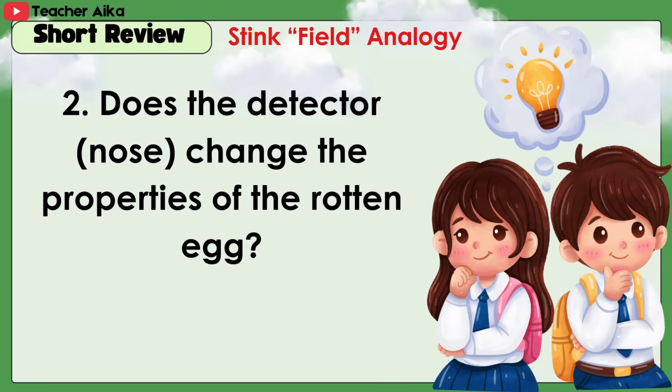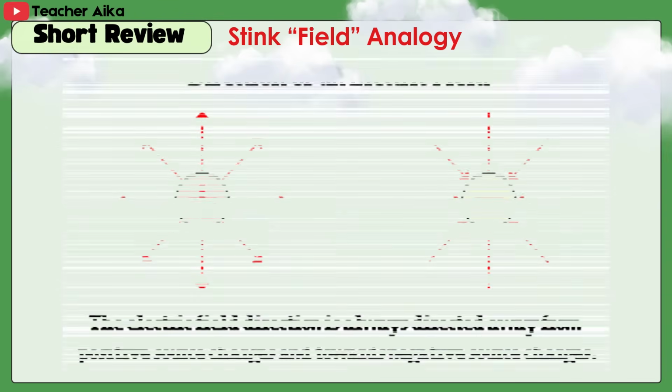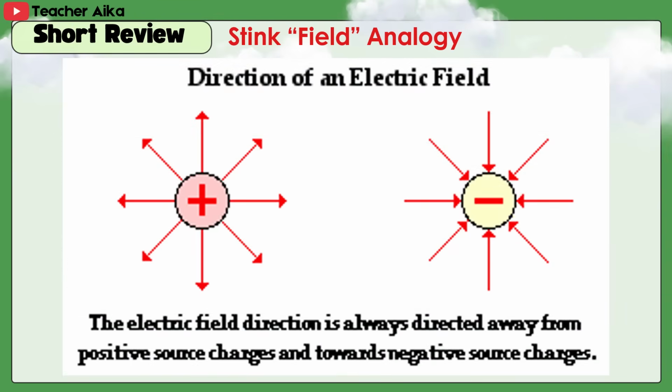2. Does the detector or nose change the properties of the rotten egg? Answer: no. My nose only smells it. It does not change the egg. Direction of an electric field. The electric field direction is always directed away from positive source charges and towards negative source charges.